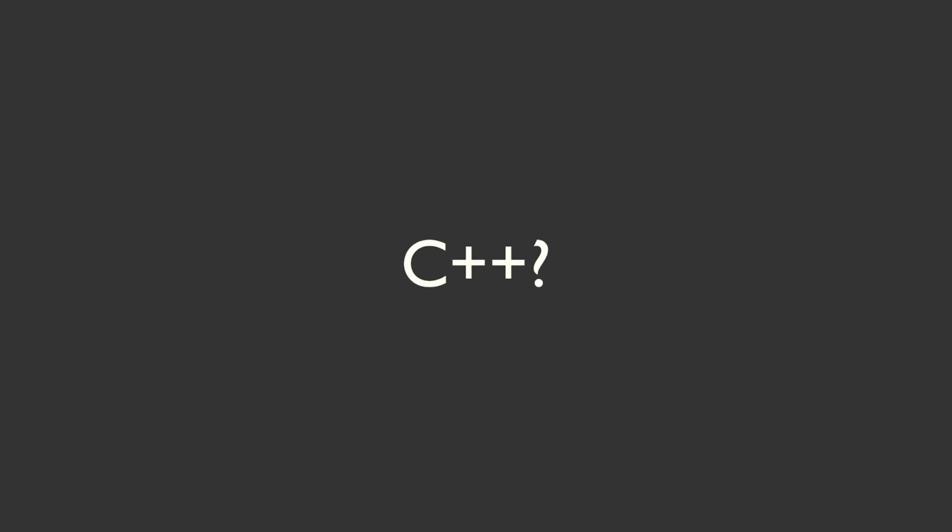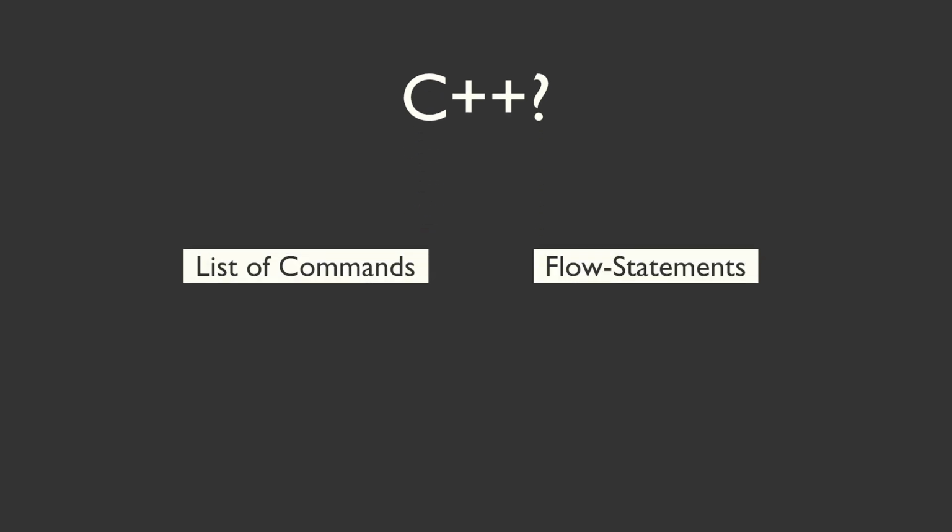So, what is C++? C++ is an object-oriented coding language. Later you'll learn what that means, but for now it doesn't really matter. In our first coding language video, we were discussing lists of commands and flow statements. I'll quickly explain how you can use these in C++.